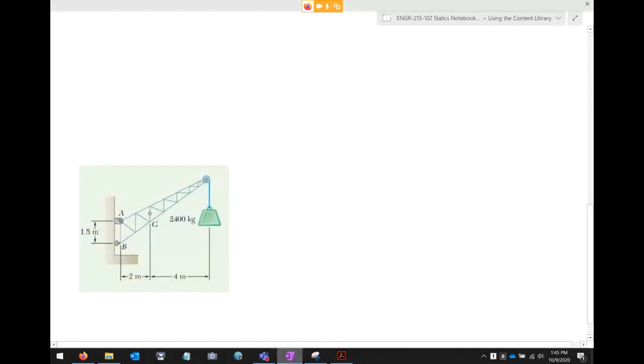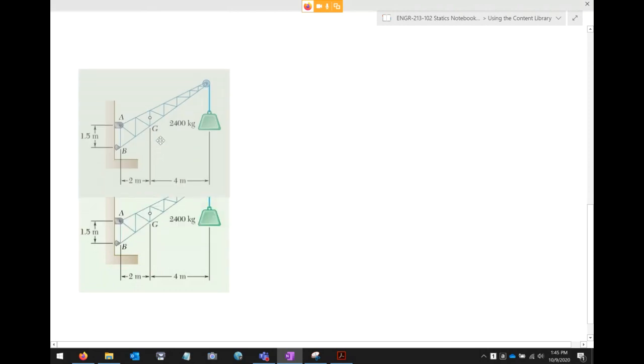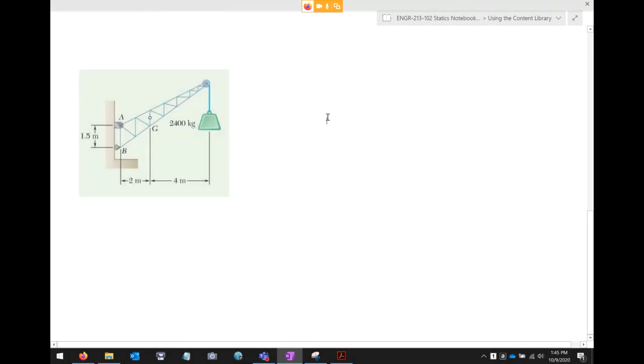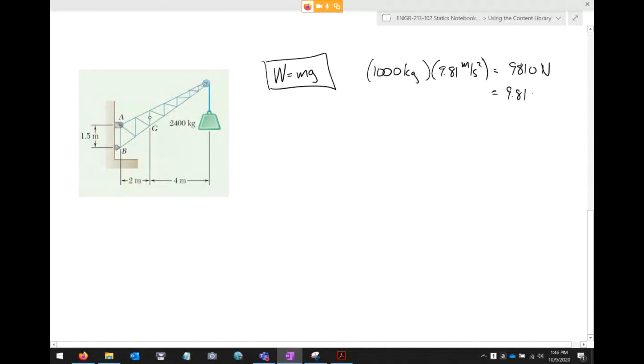First off, here's the structure. Always convert your mass to weight, mass times gravity. So 1,000 kilograms times 9.81 meters per second squared is 9,810 newtons, or 9.81 kilonewtons.